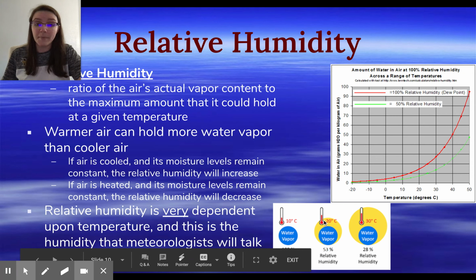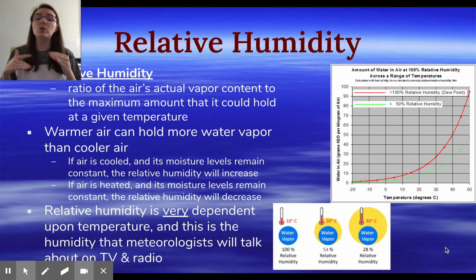That's now taking up a bigger chunk, so my relative humidity has gone up. If it were the other way, if the air was heated, there's now more space for water to take up, but the amount of water vapor hasn't changed, so I have a lower relative humidity. Relative humidity is very dependent on temperature, and this is what meteorologists talk about.